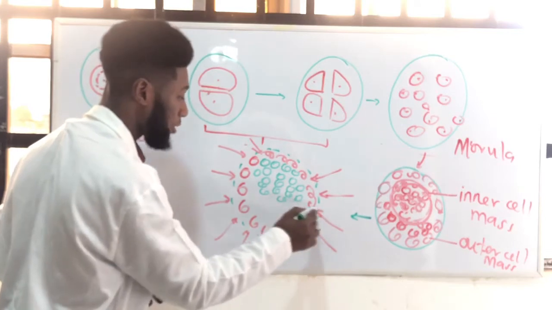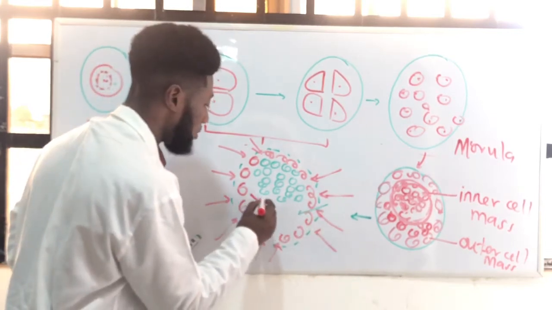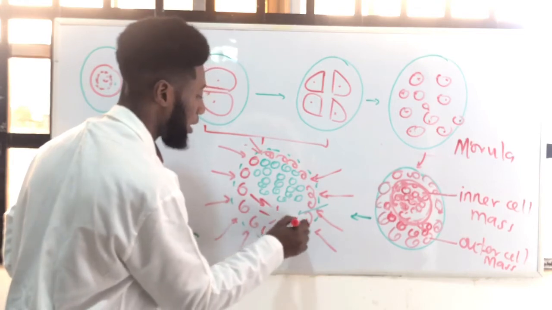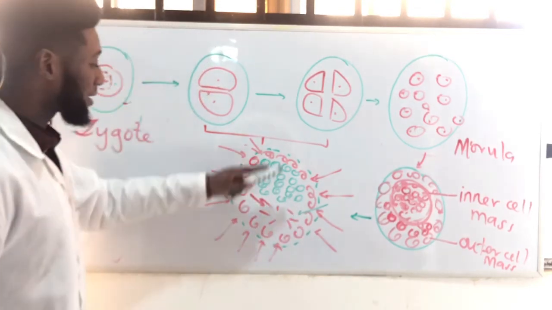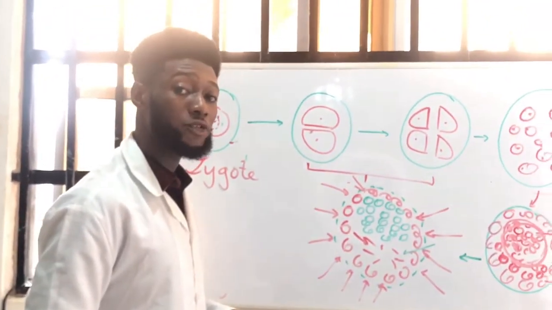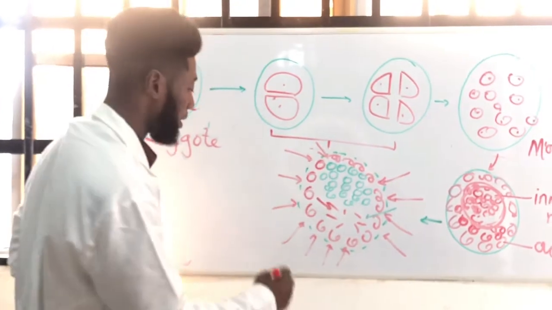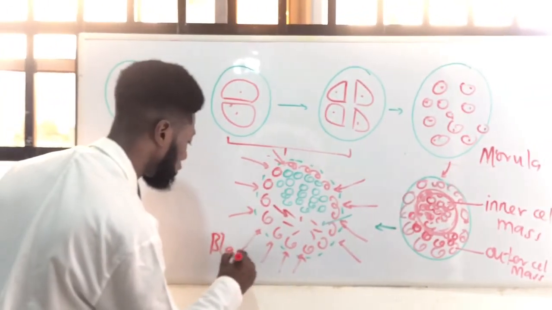Now there will be accumulation of fluid, and the fluid accumulates in the center, until the cell becomes the blastocyst. That is, the zona pellucida melts away. The blastocyst.